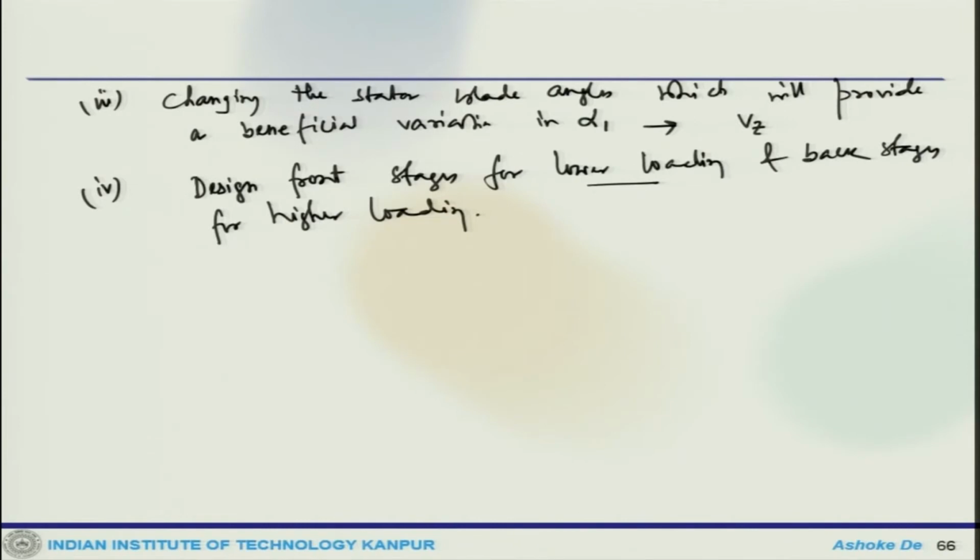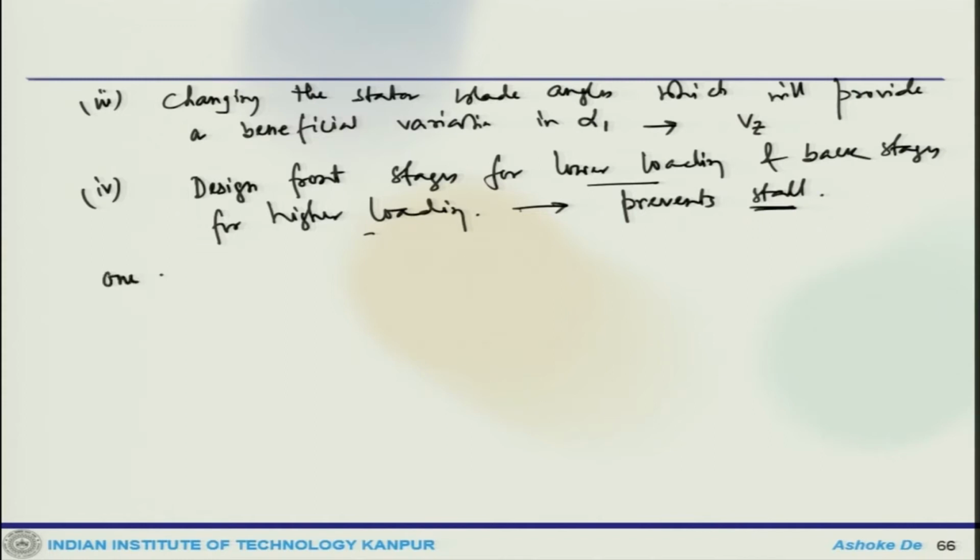Now, you can think about this from a design point of view, so that in actual operation the stages may operate with similar characteristics, and this can prevent stall. That is one of the important situations.